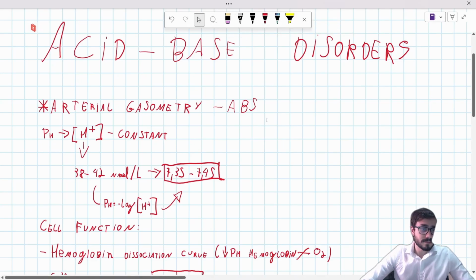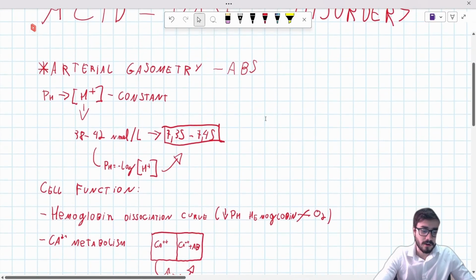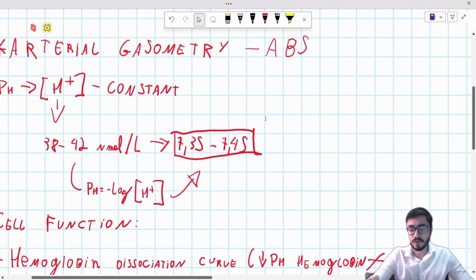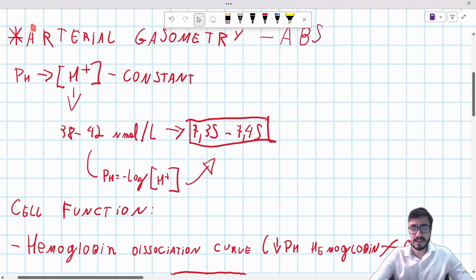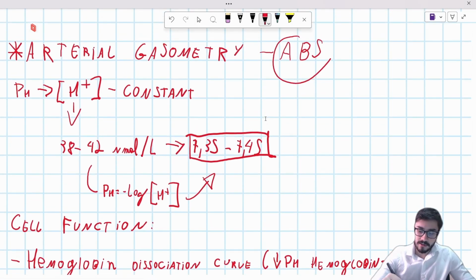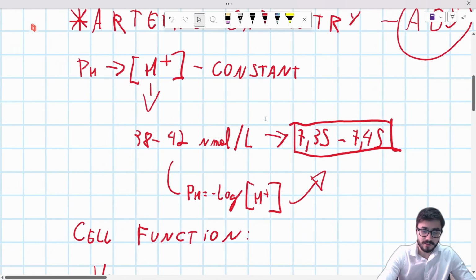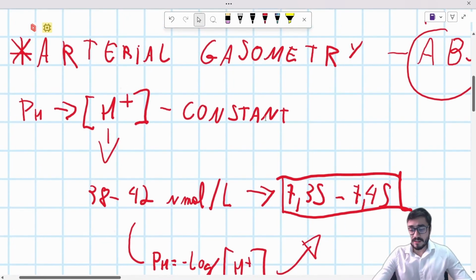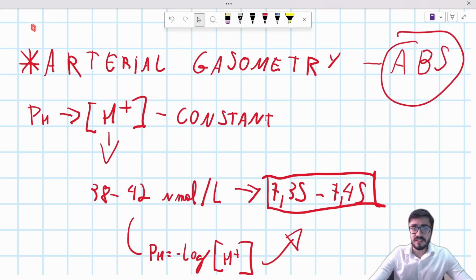So let's start. First of all, we're going to talk about the arterial gasometry. That is the exam that gives us the data we need to talk about the pH of the blood and so on, also known as arterial blood gas. First of all, let's talk about the pH of the blood. We need to maintain a constant pH so we can have cell function going all right. If we have changes in the pH, we'll start to have some troubles.